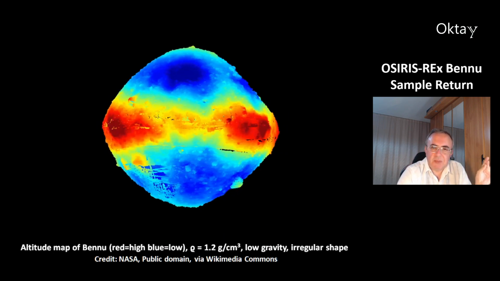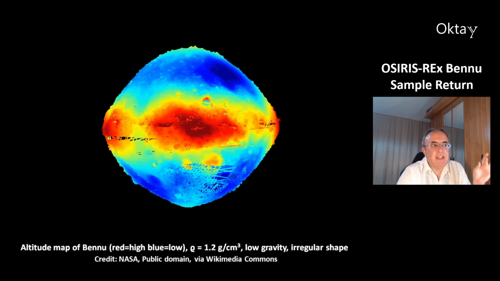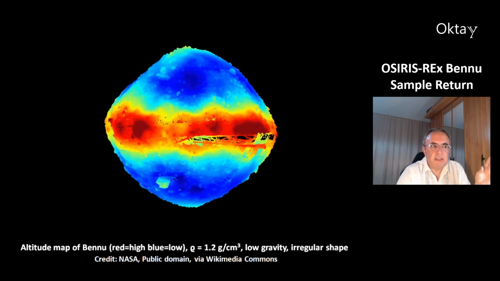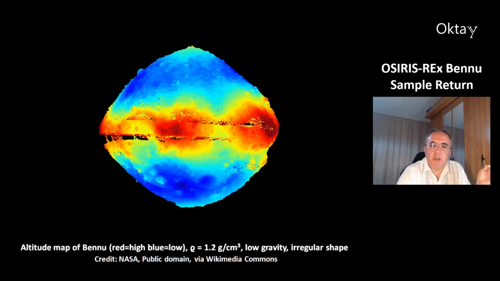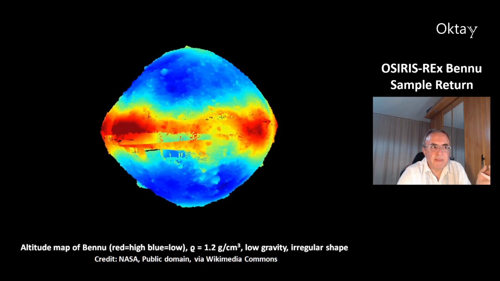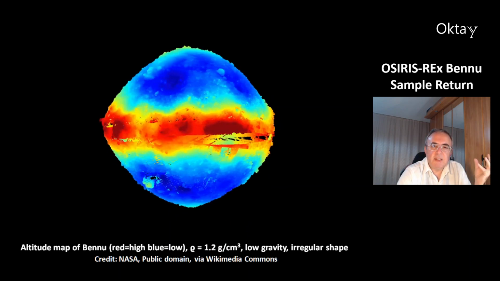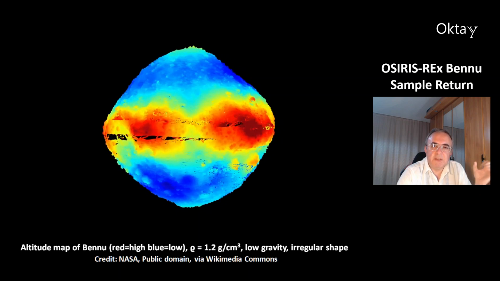This is the altitude map of Bennu. You can see in red the high altitude, and in blue the low altitude. The density of Bennu is just 1.2 grams per cubic centimeter. This is a low gravity environment. And this asteroid has an irregular shape because there's not enough matter for gravity to make a sphere.